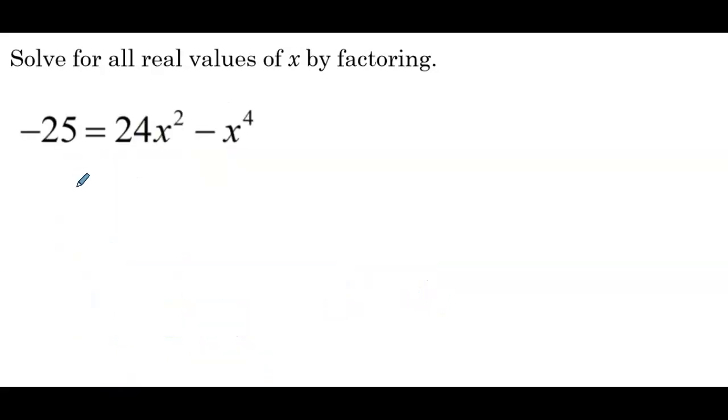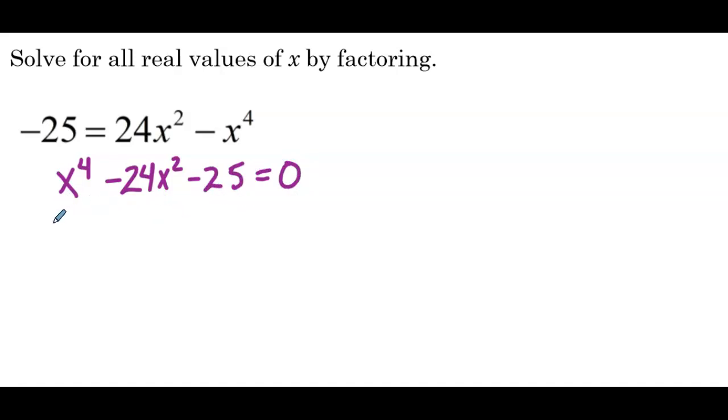Our next equation, we have negative 25 equals 24x squared minus x to the fourth. So we need to set the equation equal to 0, and we can start by adding x to the fourth to both sides. Then we can subtract 24x squared from both sides. And we have x to the fourth minus 24x squared minus 25 equals 0. Now that our equation is equal to 0, we can factor.